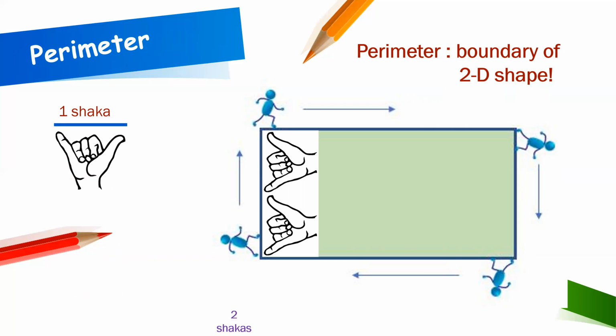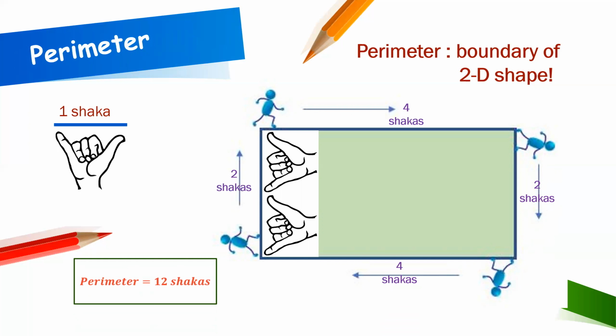Here I have 2 shakas for that particular length. Keep going around this rectangle. That's 4 shakas long. This is 2, and that is 4. Altogether, the perimeter is 12 shakas, 12 being the magnitude, the how many, and shakas being your unit.